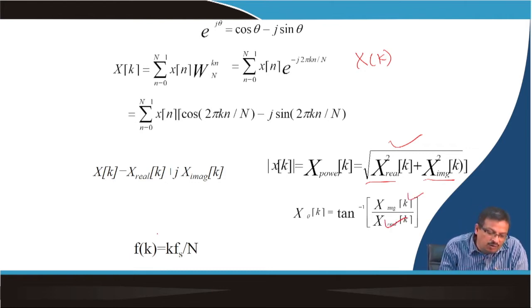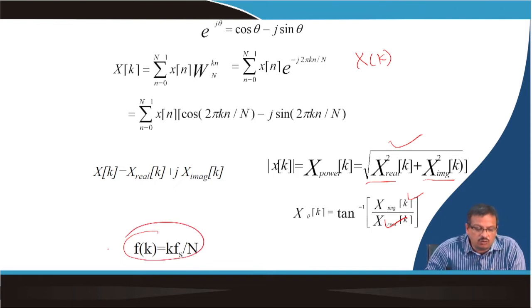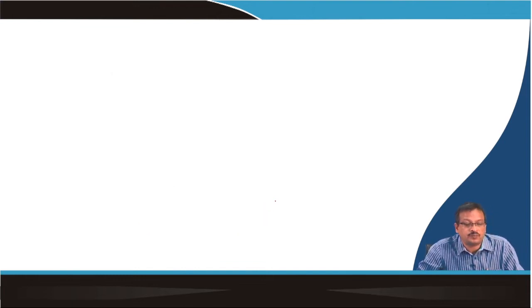And we discussed the frequency resolution. So we know the relationship between analog frequency and sampling frequency. The sampling frequency is given, N is given, then how k is related to the analog frequency we have discussed.